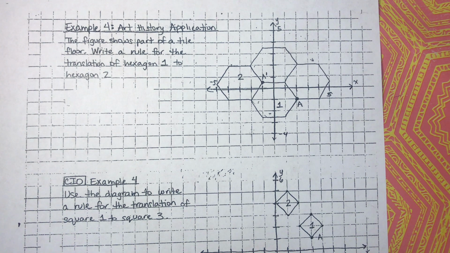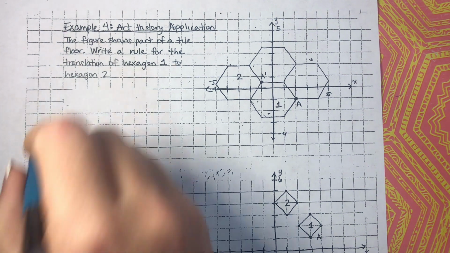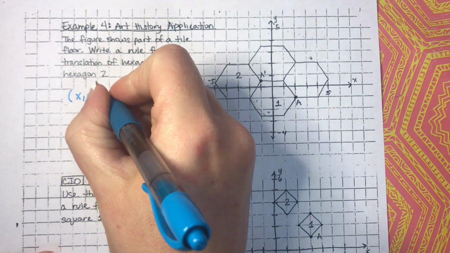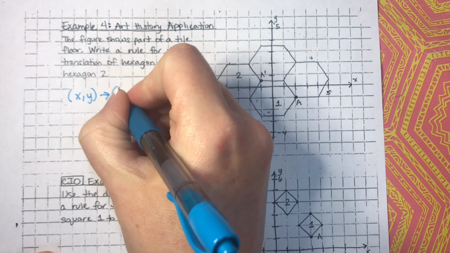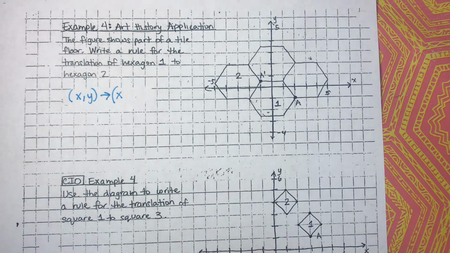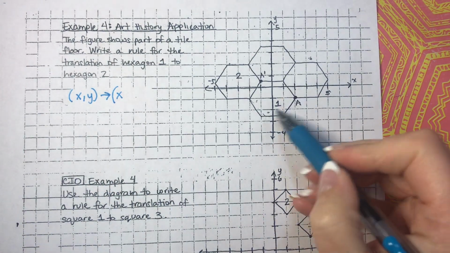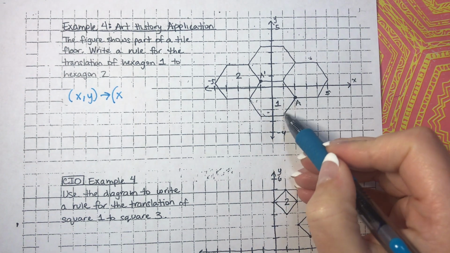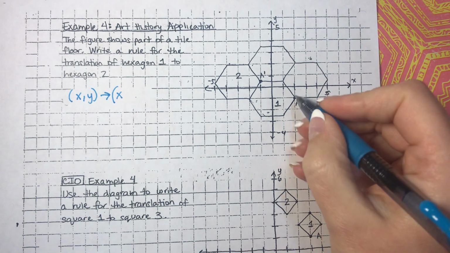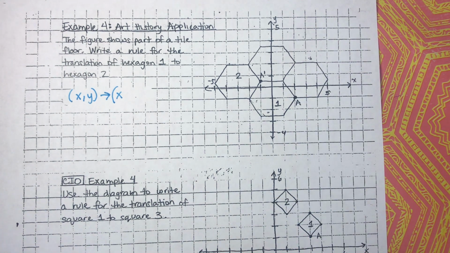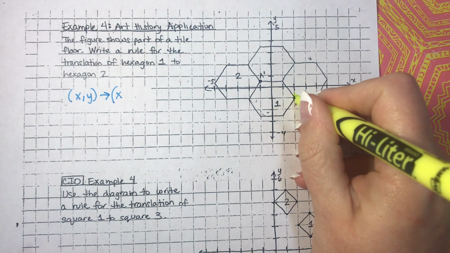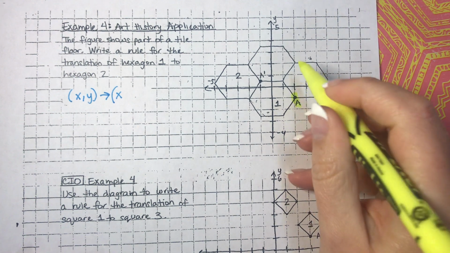So remember, the translation rule starts with X and Y, and then it goes to X, and then X changes. So to figure out what this rule is, we start here with 1 and we end at 2. What we're going to do is pick a point on this figure. We're going to pick this point right here, A, right on the vertex of this hexagon. Okay, so this is our point.